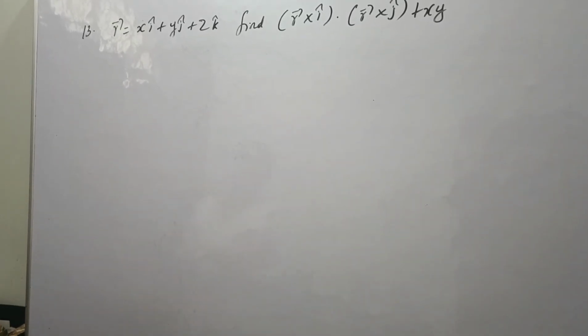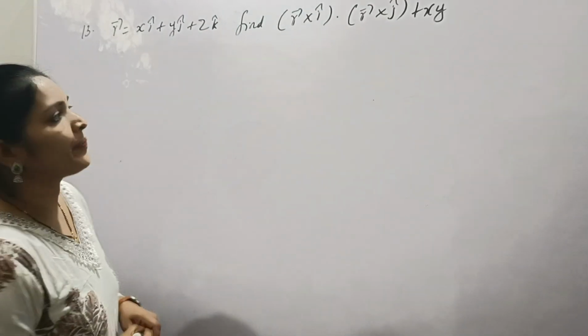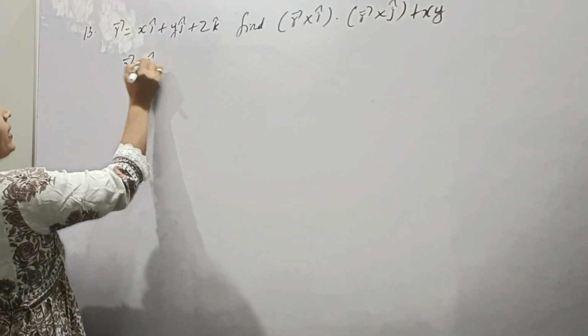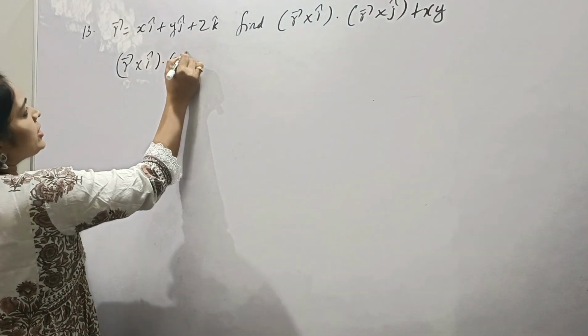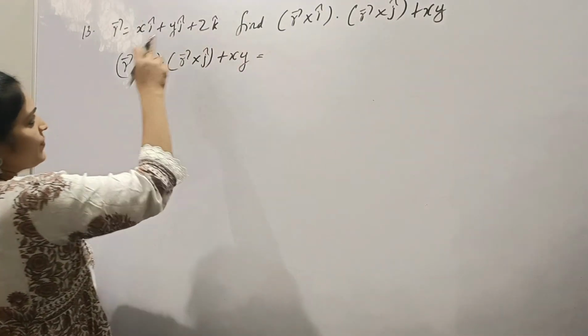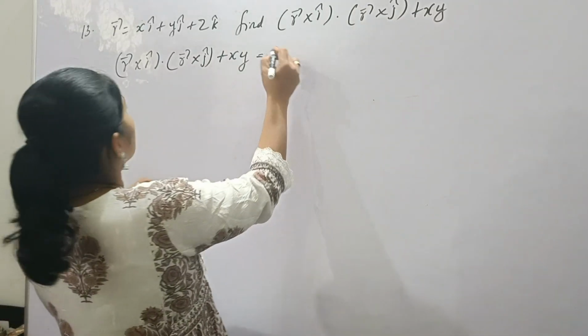Vector r is equal to xi plus yj plus zk. Find vector r cross i dot vector r cross j plus xy. So here we have to find vector r cross i dot vector r cross j plus xy. Now substitute vector r, which is equal to xi plus yj plus zk.